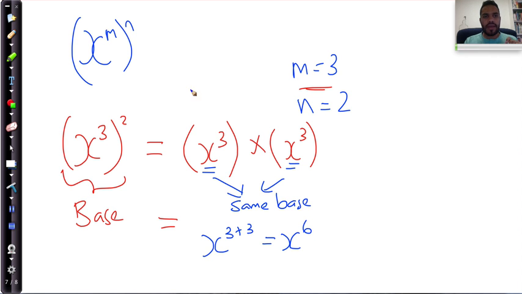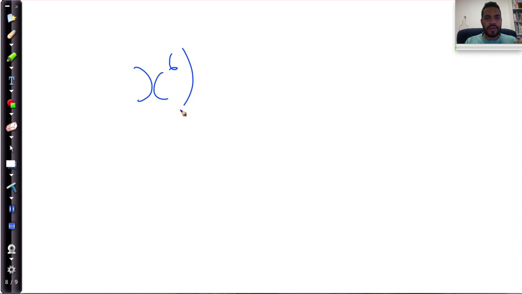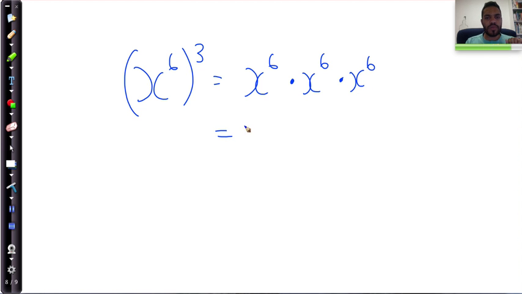And there we go. So look at this particular law. If I raise it like this, that over there, 3 plus 3 is the same as saying 2 times 3. So let's look at that shortcut real quickly. If I say x to the power of 6, raised to the power of 3, that's x to the 6 multiplied by x to the 6, multiplied by x to the power of 6. Well, using the simple rule, we would say that is x to the power of 6 plus 6 plus 6, which is going to give me x to the power of 18.